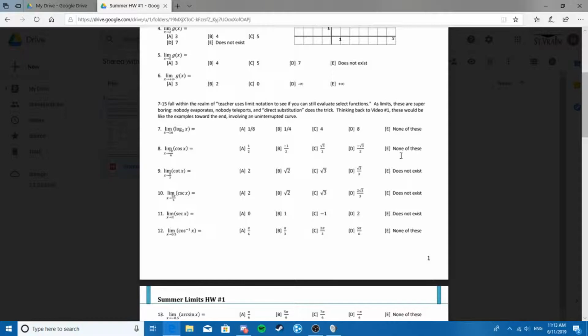5 pi over 6 radians, which is to say 150 degrees. The sine of x would be a positive 1/2, meaning the cosecant, the reciprocal, would be a 2, making that a.